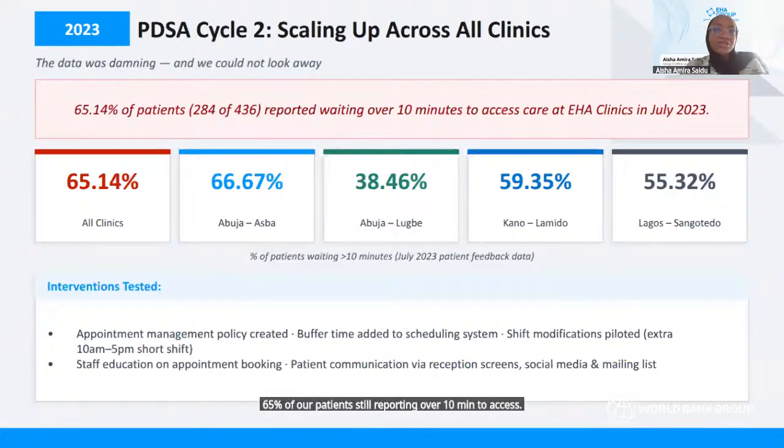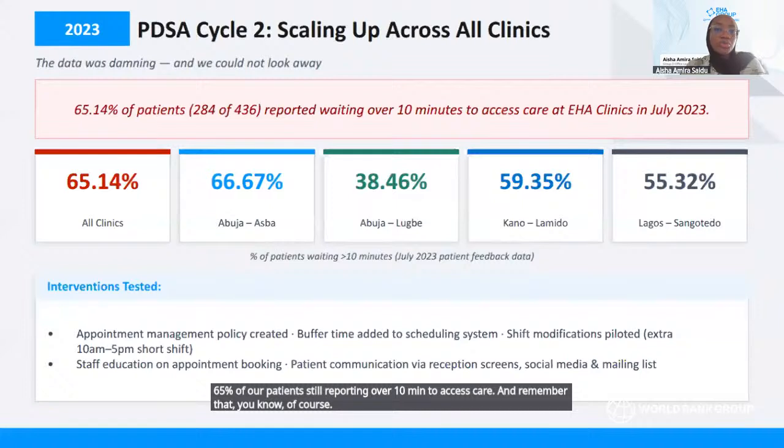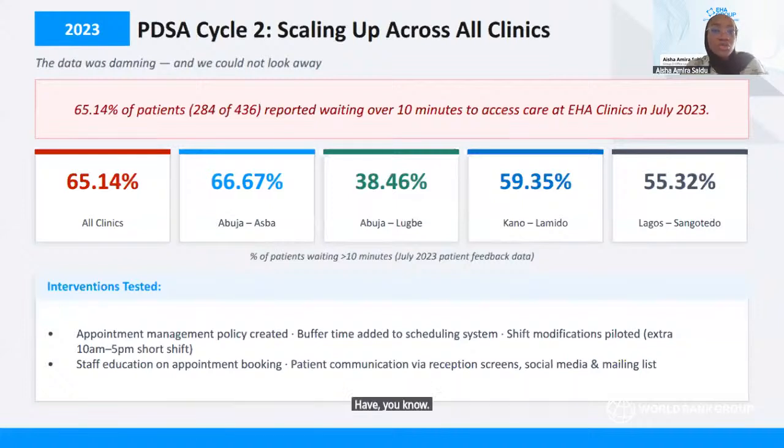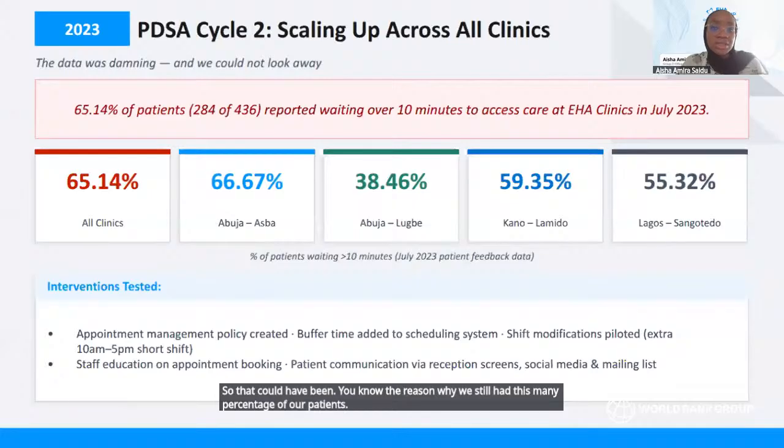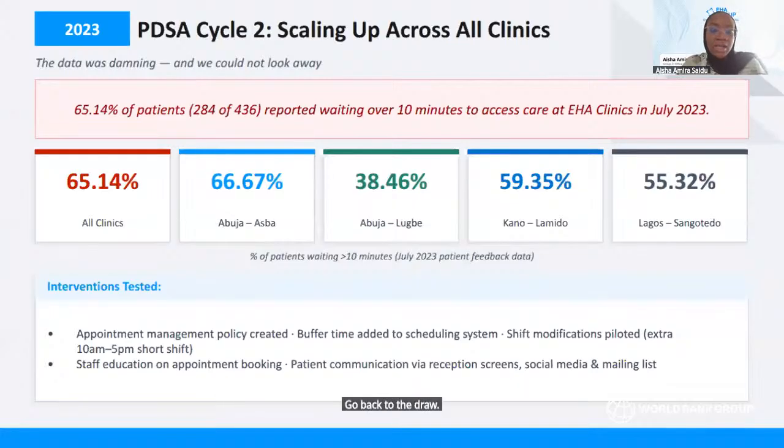And remember that, of course, as a clinic, we launch a lot of new services and we have more people. So that could have been the reason why we still had this many patients reporting this, and we had to go back to the drawing board again. Now, we looked at the different percentages. On average, it was 65%.